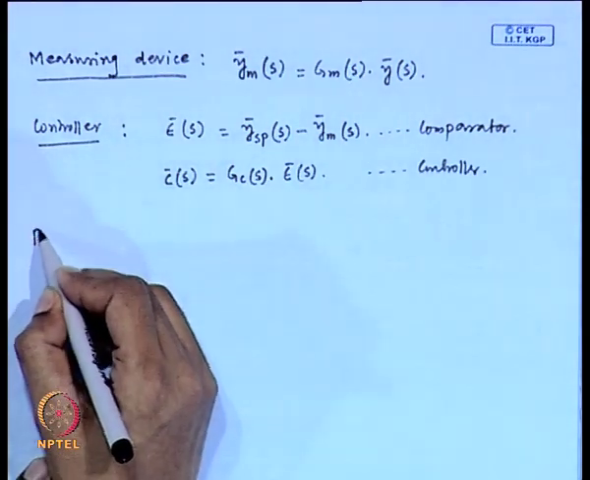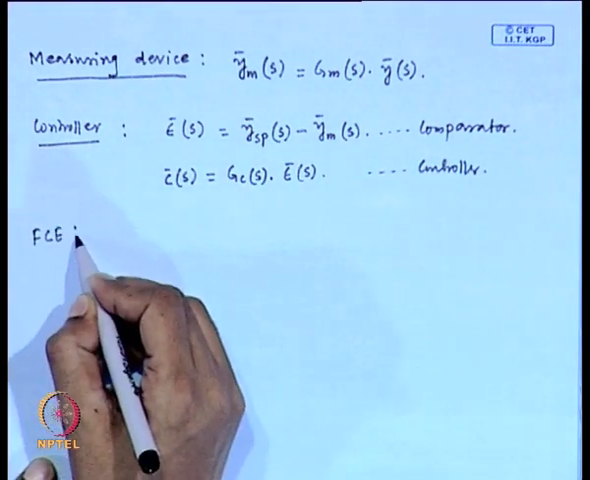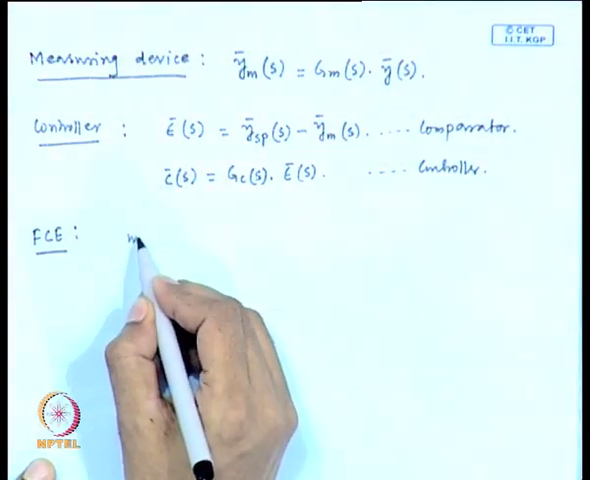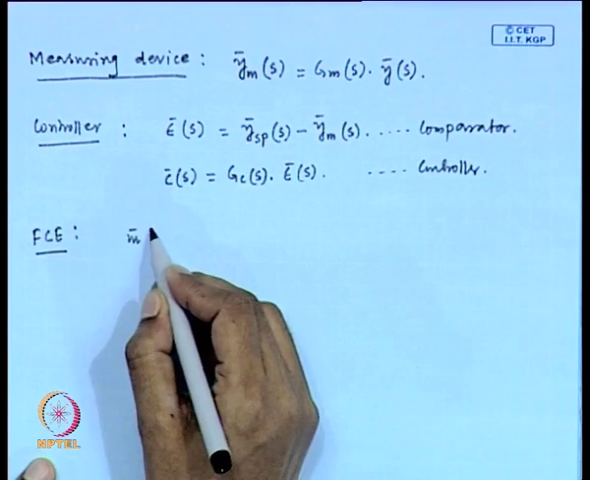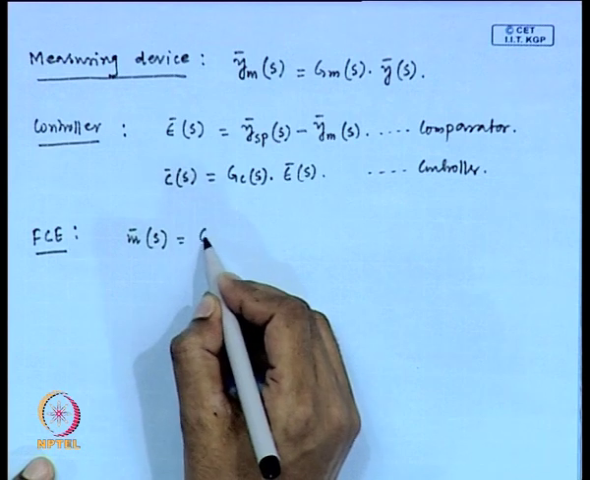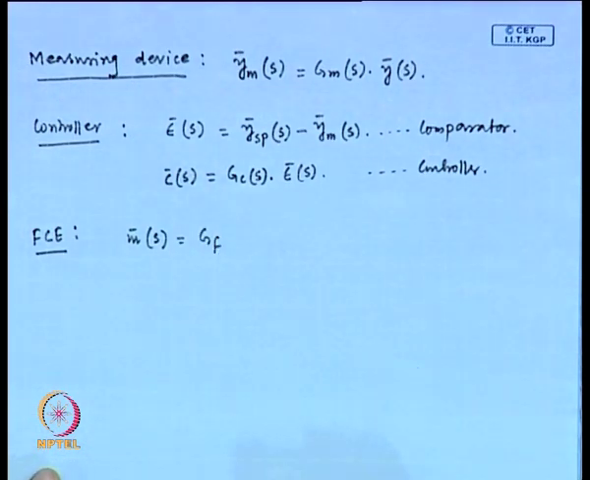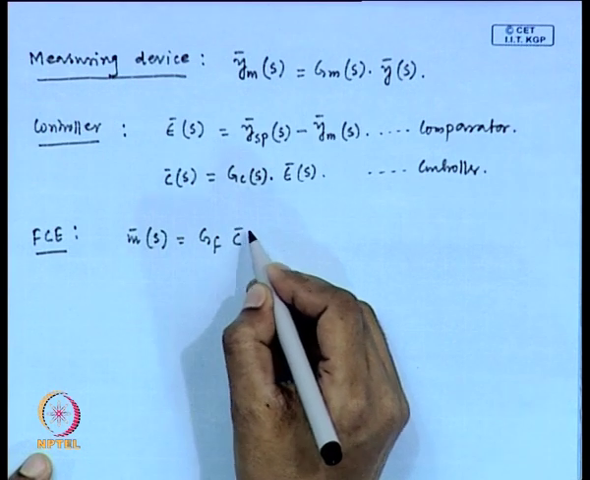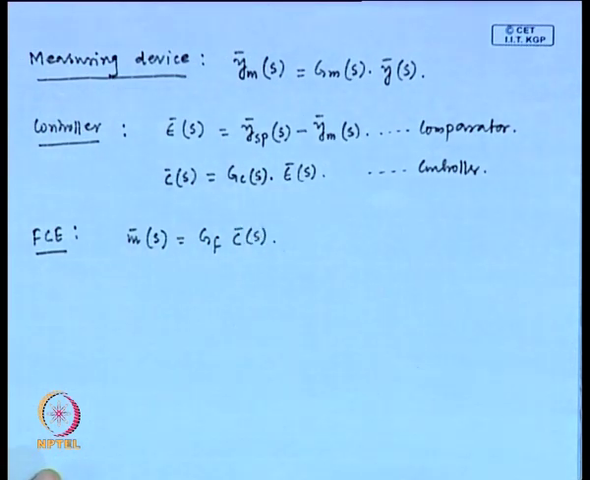Now, final control element, FCE. For final control element, the output is m bar, transfer function is G F, and input is C bar s. So, for final control element we can write output m equals transfer function G F multiplied by C. Fine.